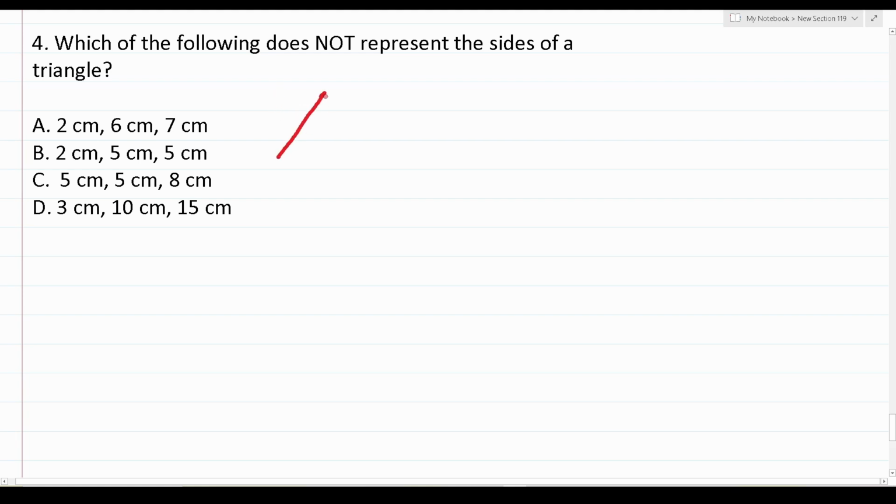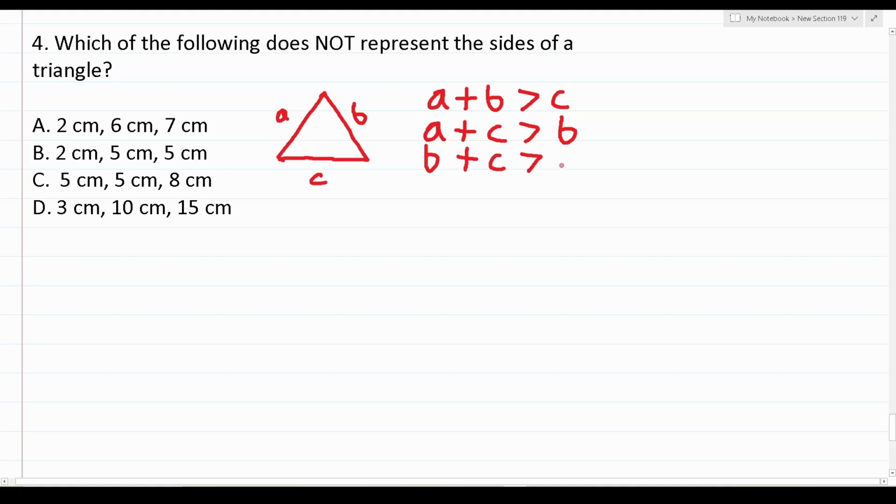If we have a triangle, and let's go ahead and quickly draw a triangle, then the sum of two of its sides always has to be greater than the third side. So if I let this side be A, this side be B, and this side be C, that means this. A plus B has to be greater than C. Likewise, A plus C has to be greater than B. And finally, B plus C has to be greater than A. If we fail to meet any of these conditions, then we do not have a triangle.